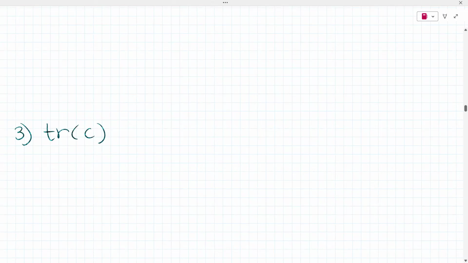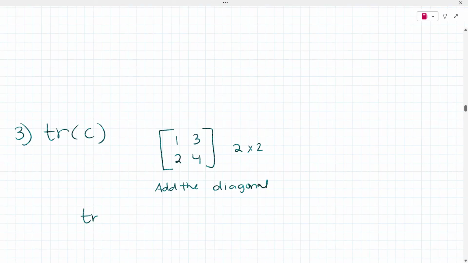Is matrix C a square matrix? I think so, right? So matrix C is 1, 3, 2, 4. It's definitely a square matrix. It's a 2 by 2 matrix, right? 2 rows, 2 columns. So we definitely can do this. So all you've got to do is add the diagonal. So the trace of C is basically adding up the diagonal. So it's 1 plus 4, which is 5.